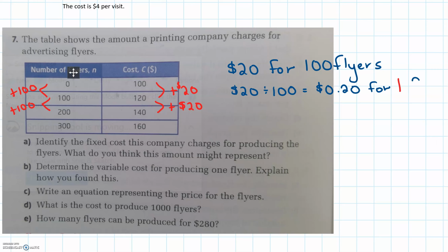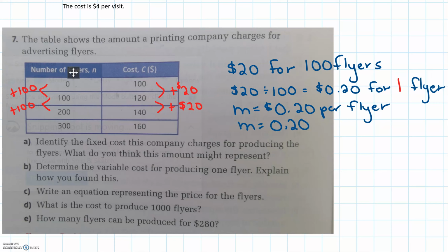You want to be doing this before you start writing any equations to understand how to get that rate. So M is actually going to be equal to 0.20 dollars per flyer. Okay, so M is 0.20 because that's the rate, the something per one something, 20 cents per one flyer. And again, I got that number by doing 20 divided by 100. I did not get that number by doing anything else. So don't go and tell me that it's 100 per flyer. That's not true. 100 is the cost for 0 flyers.